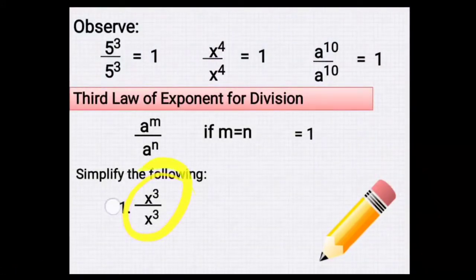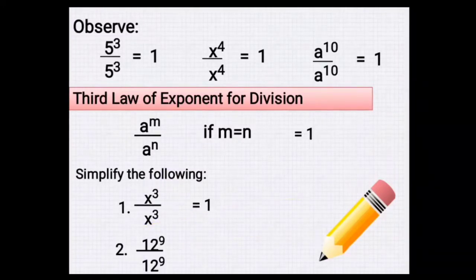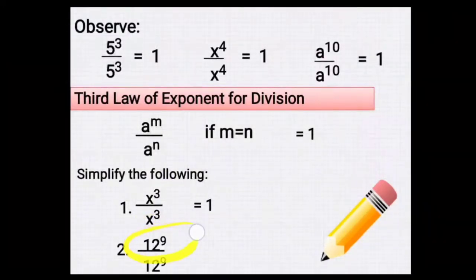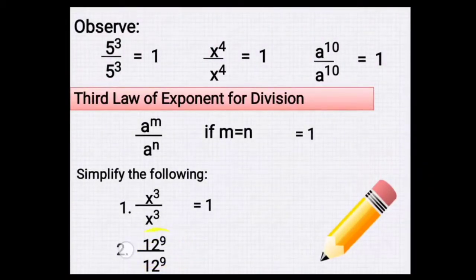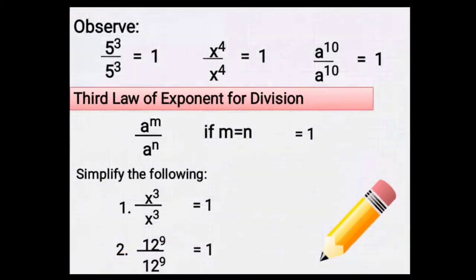Like for example, let's simplify the following. x cubed divided by x cubed. So, same base and same exponents. Therefore, the answer is equal to 1. 12 raised to the 9th power divided by 12 raised to the 9th power. So, same exponents, we have equal to 1. Okay? That's it.